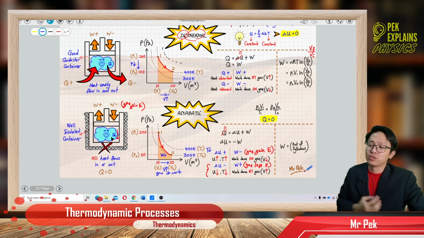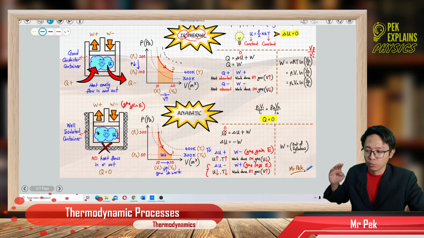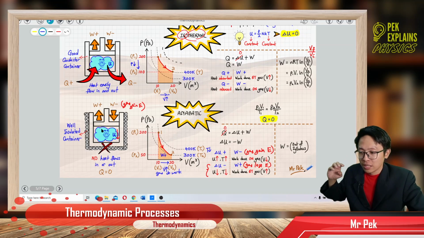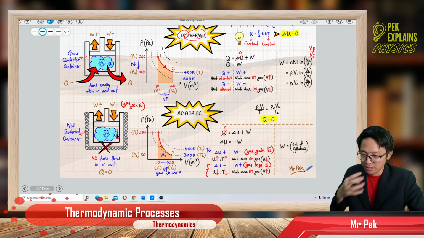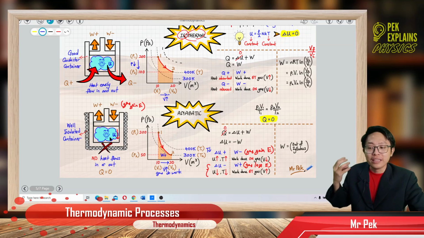The gas has to use its own internal energy to do the work, to push the piston up. It uses up its own internal energy to push the piston up and do the work. So its internal energy surely drops. It cannot maintain on the same isotherm line as the isothermal process.